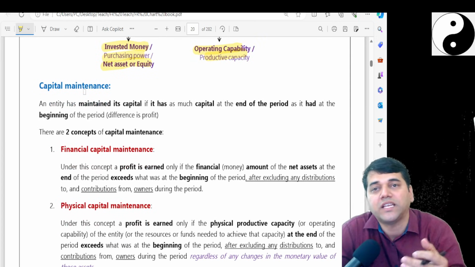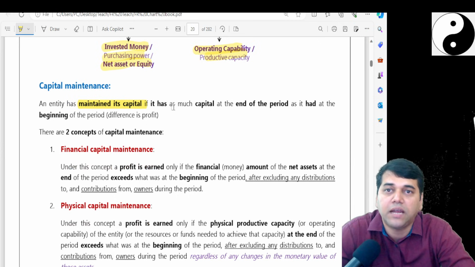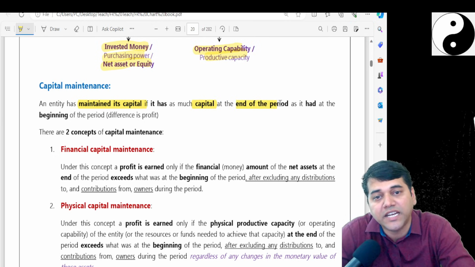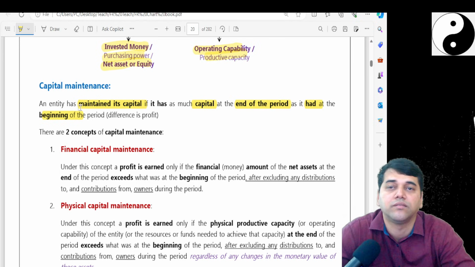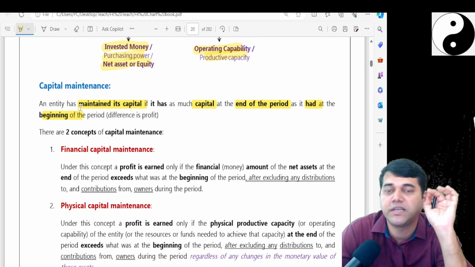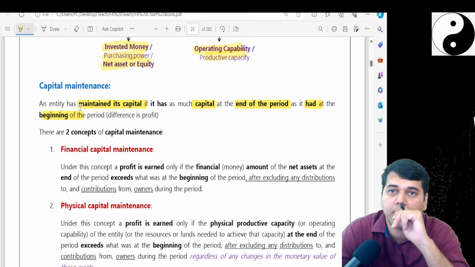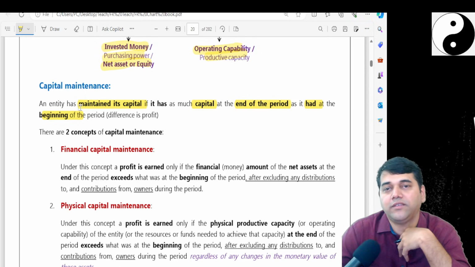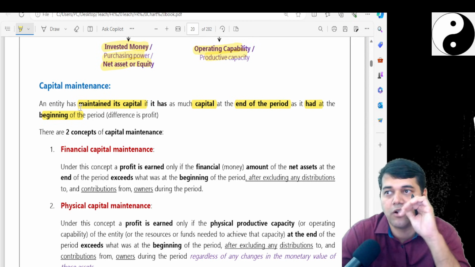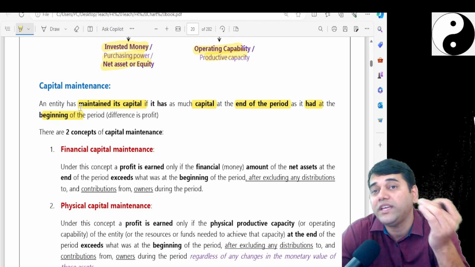Now, when do you say that the capital has been maintained? An entity has maintained its capital, capital meaning your investment, net assets, if it has at the end of the period as much capital as it had at the beginning. How much was your investment at the beginning of the year? 1 lakh. How much is there at the end of the year? 1 lakh. That means at least the principal we have saved. You are not into loss. Opportunity cost is there, but you have maintained your capital. There is no erosion in the capital.